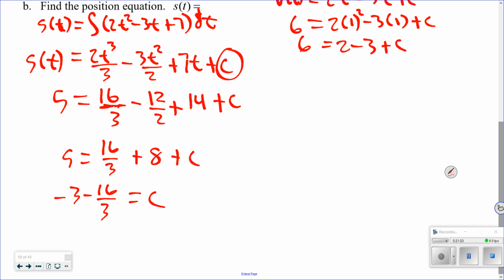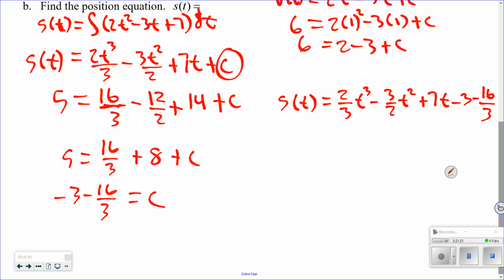So my final position function is 2 thirds t cubed minus 3 halves t squared plus 7t minus 3 minus 16 thirds. And again, we could definitely combine those together. I'm just being lazy and not doing the fractions. So, physics, we can do a bunch of physics stuff with that.